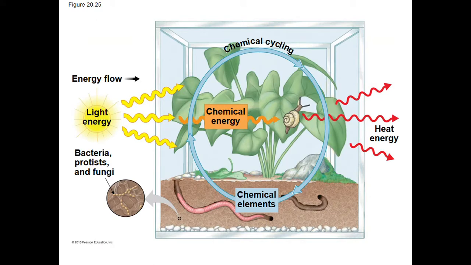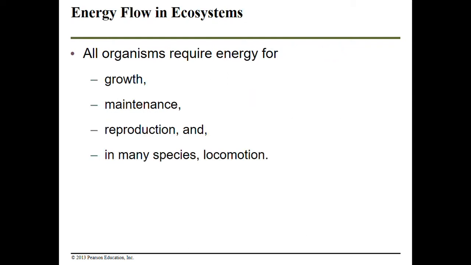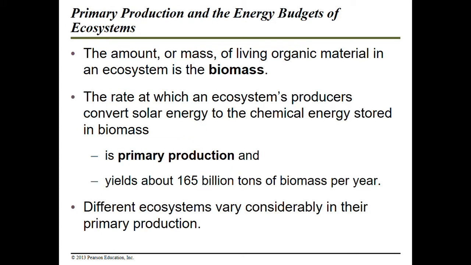Here's a figure of how energy is constantly being put in by light, whereas if you have a closed system, nutrients will cycle. So there will be chemical cycling of nutrients. So again, energy flows through and ultimately out of ecosystems, whereas chemicals are recycled within and between ecosystems. And all organisms require energy. They need it for growth, for maintenance, for reproduction, and in a lot of species for locomotion. So getting around, moving around.